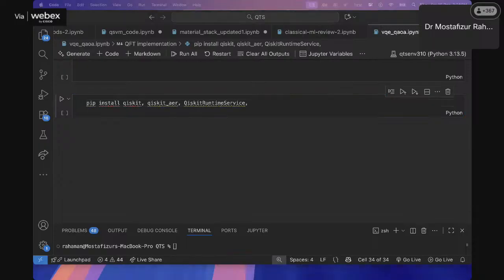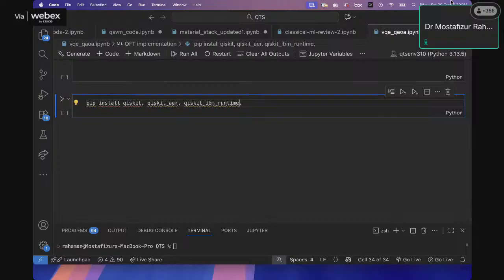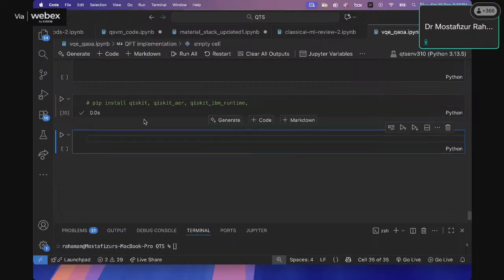Service runtime, and yes, it is better to install the IBM runtime directly. These are some of the packages we'll see, like Qiskit visualizations probably. Some of the packages we need to install, but I think those who have already installed them won't have any problem. Otherwise, you can install these packages.